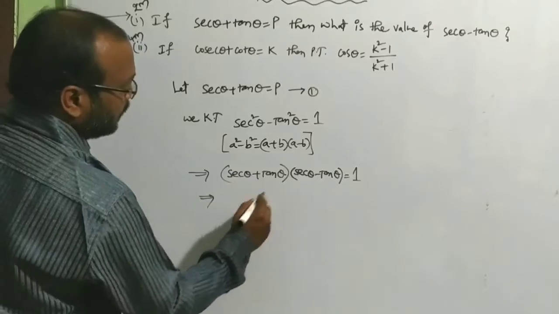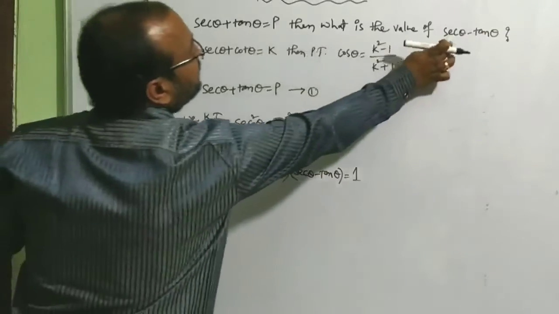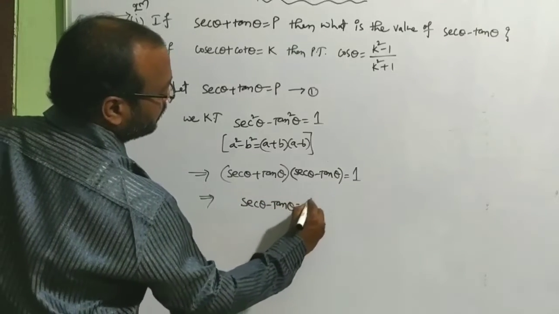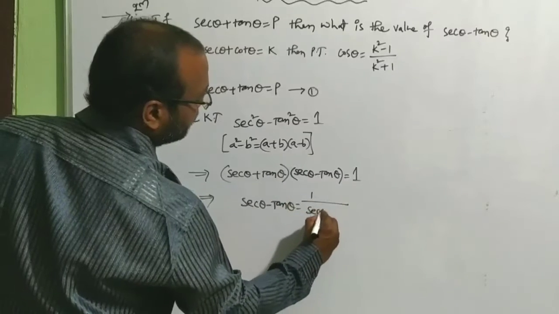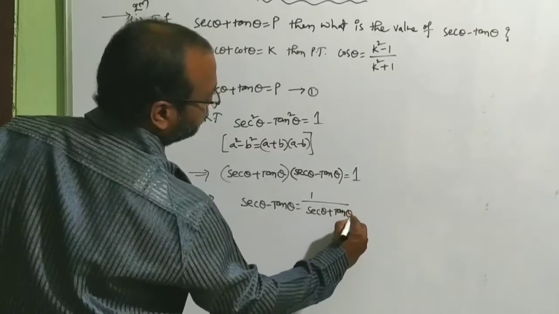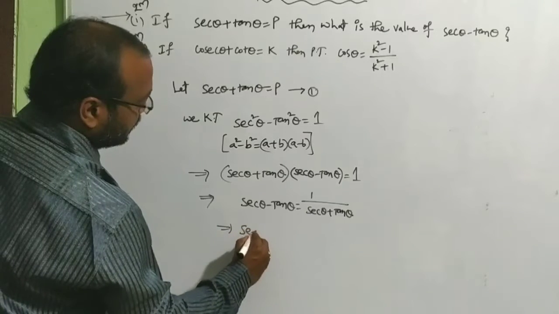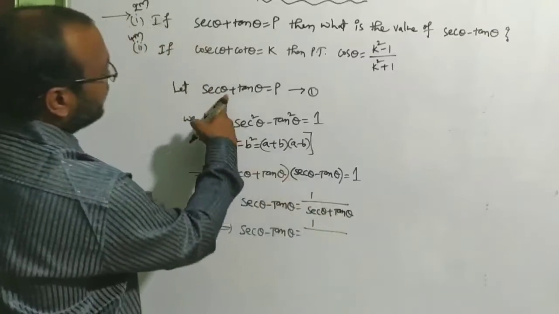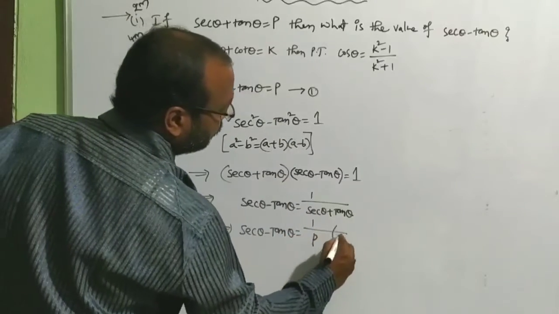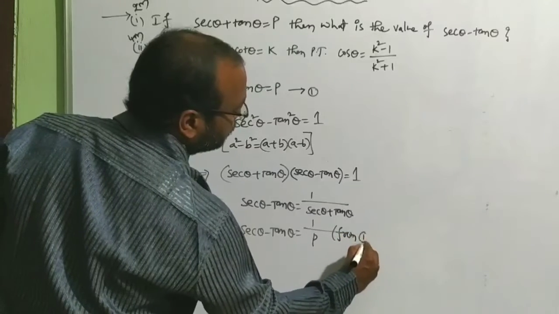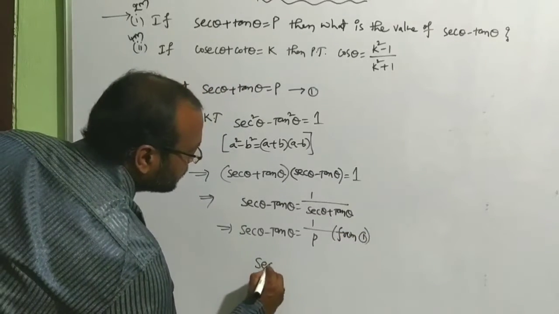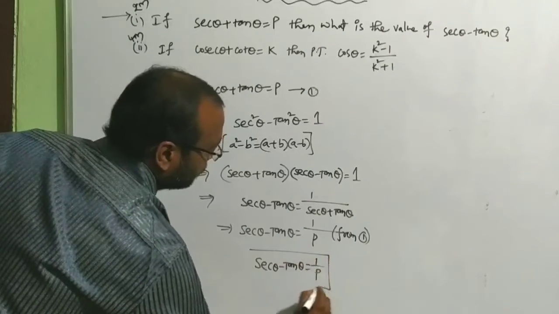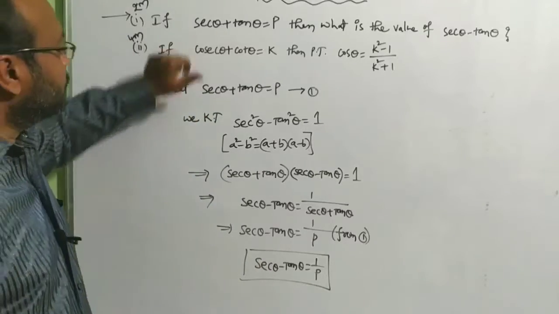Now, we want sec theta minus tan theta, right? Sec theta minus tan theta is equal to 1 by sec theta plus tan theta. Now sec theta plus tan theta is already p, from equation number 1. So finally, what is our answer? Sec theta minus tan theta is equal to 1 by p. So this is the answer for the first question. Now go for the second.